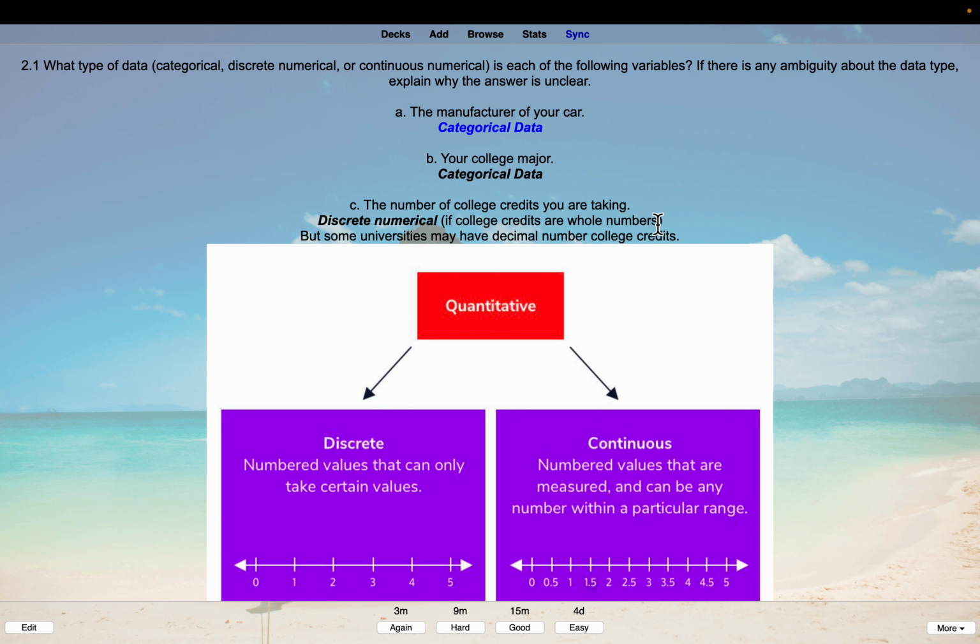This is assuming that college credits are whole numbers. Some universities have a different perception of college credits. Some college credits have a decimal value, so it depends on the college actually. The manufacturer of your car, for example, Toyota, it's categorical data. You can't say any numerical value to it. There's no numerical value to it. As well as your college major, for example, BS Criminology. So, yeah, it's categorical. There's no number.